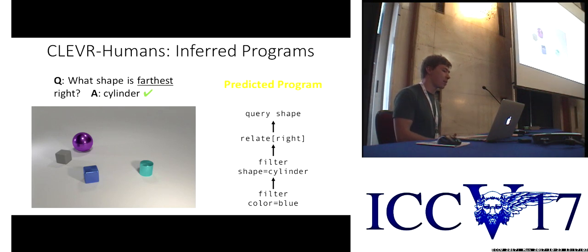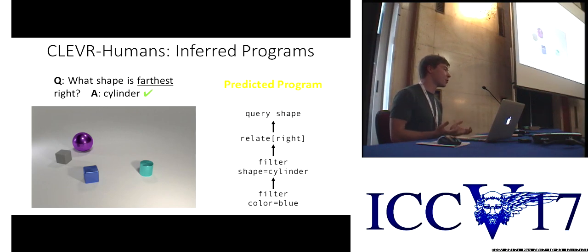So here we ask, what shape is farthest right? The answer was cylinder. Now, the Clever dataset doesn't contain any things about absolute spatial position in the image. It only contains modules for relative spatial position. So the model tries to fake it by asking what is the color by looking for a blue cylinder, then looking to the right of that, and then looking for the shape. So it sort of faked this idea of absolute positioning using the relative positioning that it knows how to do.